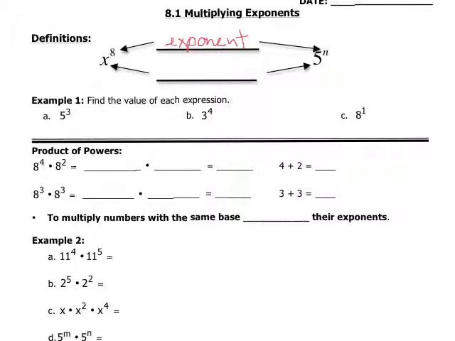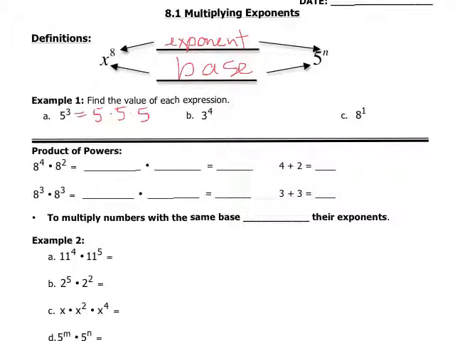Does anybody know what the big thing is that the exponent sits on? Michael? It is the base, right? Because sometimes it could be a variable, it could be a number. It's called the base. What does 5 to the third really mean? 5 times 5 times 5, right? So 5 to the third really means 5 times 5 times 5.